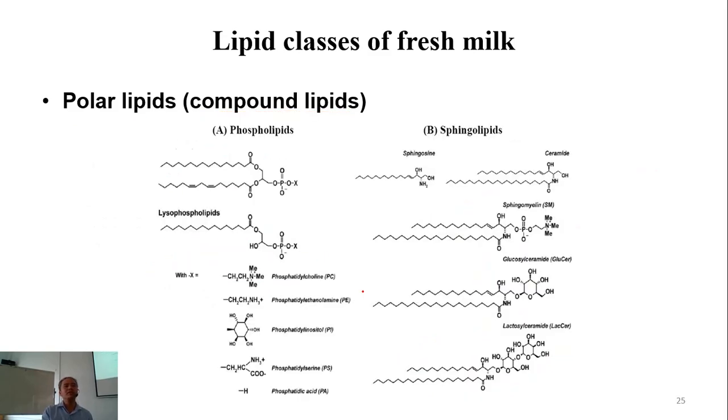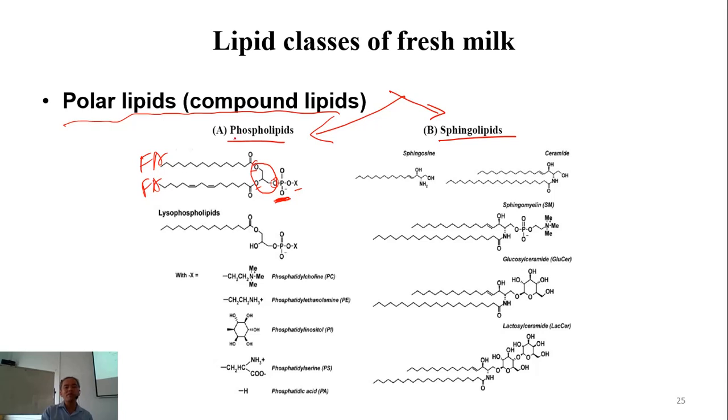Okay, now we talk a little bit about polar lipids of milk lipids. Polar lipids can be classified into two groups, phospholipids and sphingolipids. What is phospholipids? You have the same glycerol. This is a glycerol. The first hydroxyl group and the second hydroxyl group are linked to fatty acid 1 and fatty acid 2. But the third hydroxyl group is now not esterified with fatty acid, but with a phosphate group, and then linked here to an X residue.